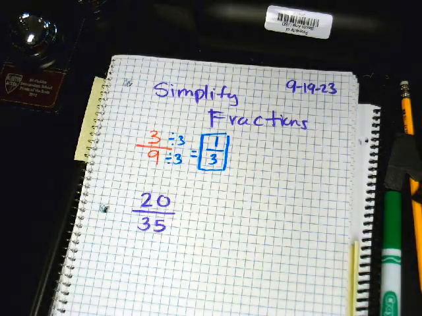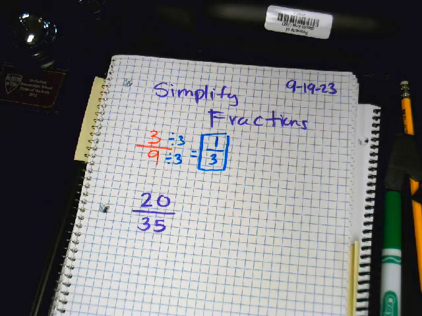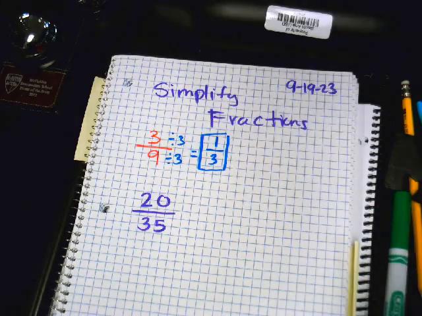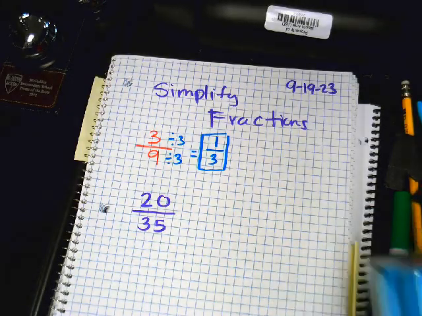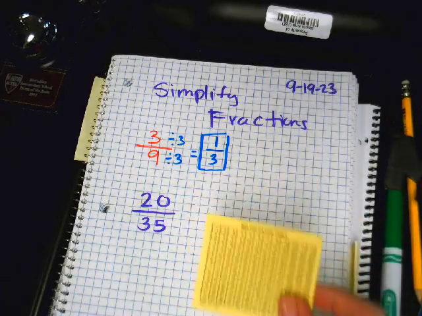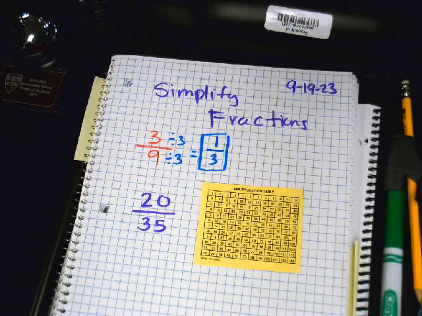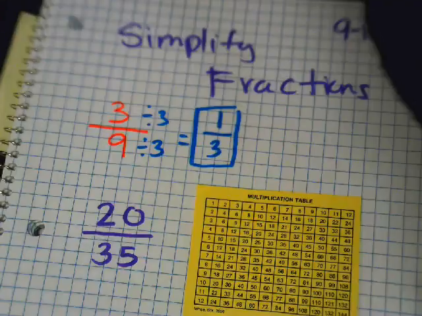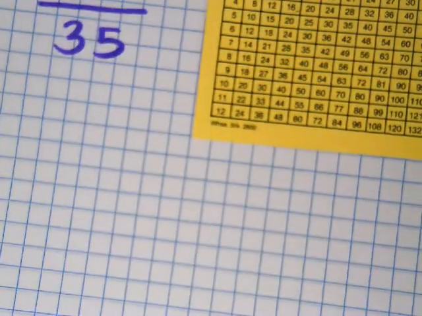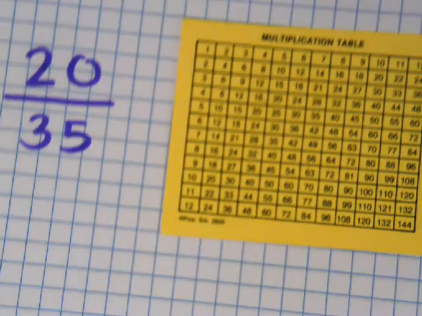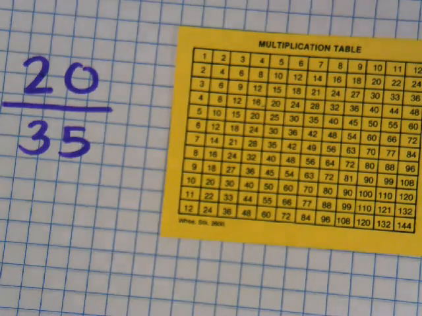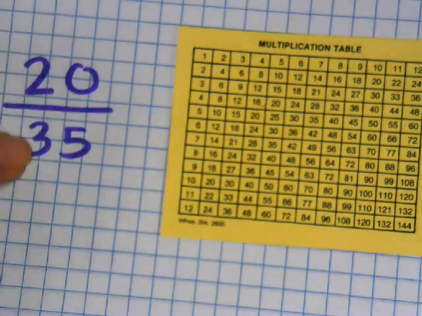Simplify 20 over 35. What do I divide by? 5. Now let's say I'm like, how are these kids knowing it's 5? We know our multiplication table. So the more you know your multiplication table, the easier it is to simplify. So basically, if you don't know, now you know. You're going to find 20 and 35 on one line.